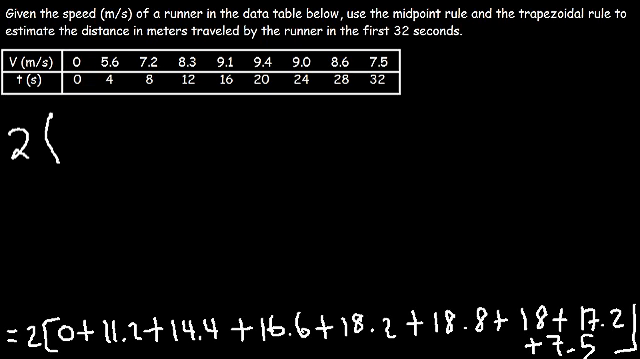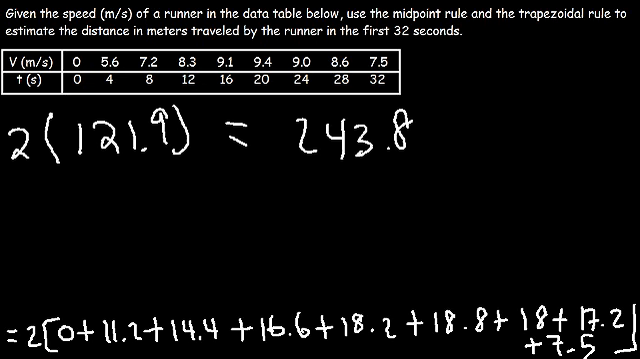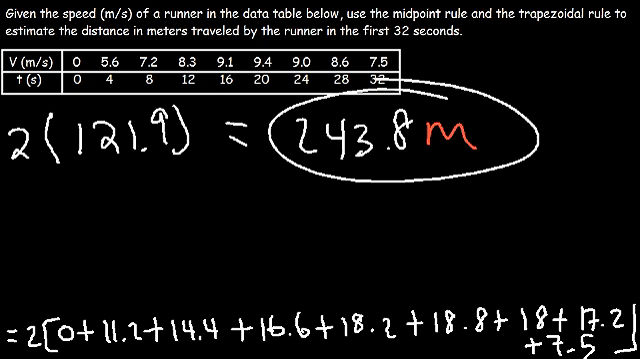11.2 plus 14.4 plus 16.6 plus 18.2 plus 18.8 plus 18 plus 17.2 plus 7.5. This is about 121.9. Multiplied by 2, this is 243.8, which is not too far away from the other answer. So this is the estimation using the trapezoidal rule.